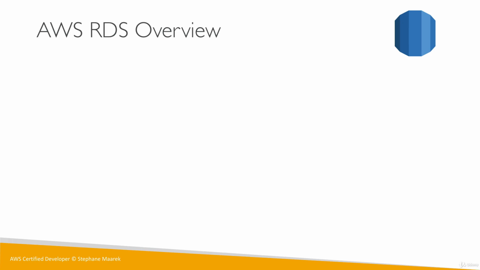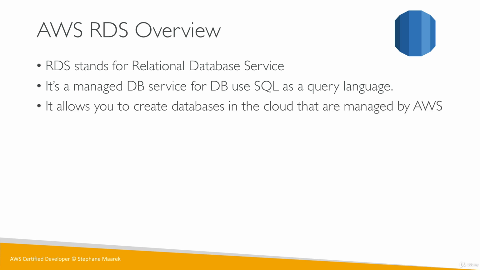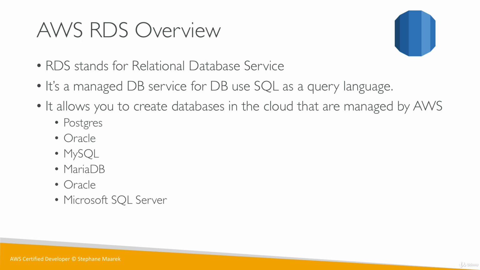Now let's learn about the database service of AWS called RDS. RDS stands for Relational Database Service, and it's basically a managed database service so that your DB is managed by AWS, and you can use SQL as the query language. Basically, it allows you to create databases in the cloud, managed by AWS, so you don't have to do much. The databases you can create are Postgres, Oracle, MySQL, MariaDB, Microsoft SQL Server, and Aurora.